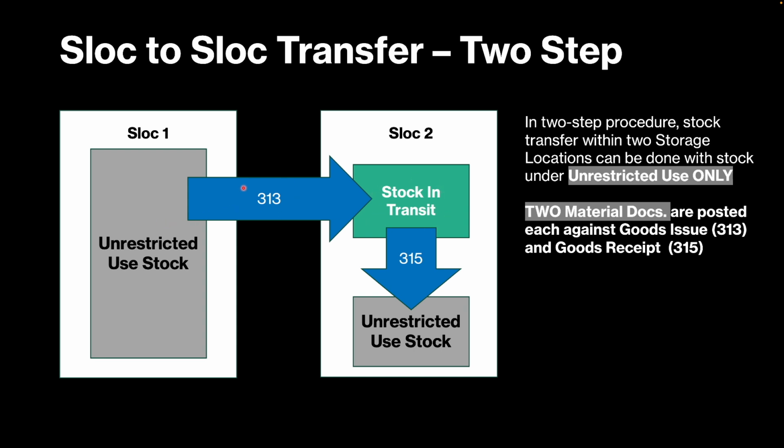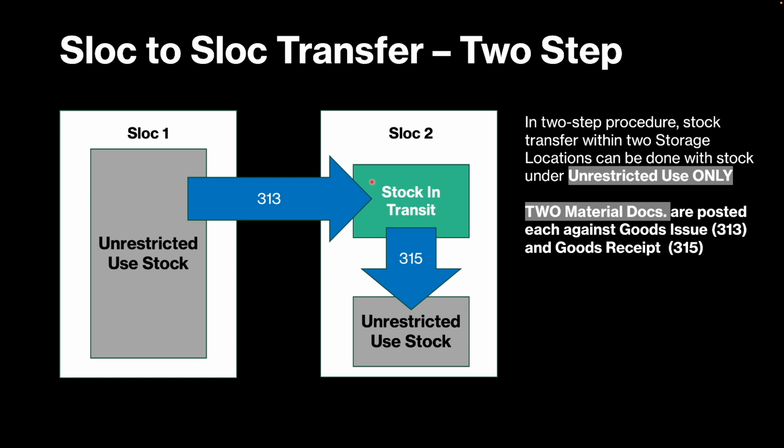So you can see here this 313 is a goods issue movement where you will issue the material from storage location 1 and will keep the material in stock in transit. Then you will post another movement type 315 to place this material under unrestricted use stock for the receiving storage location. So this is like a goods receipt movement type. So 313 is a goods issue movement type for the issuing storage location, and 315 is the goods receipt movement type for the receiving storage location. And here you can manage the stock in transit also.